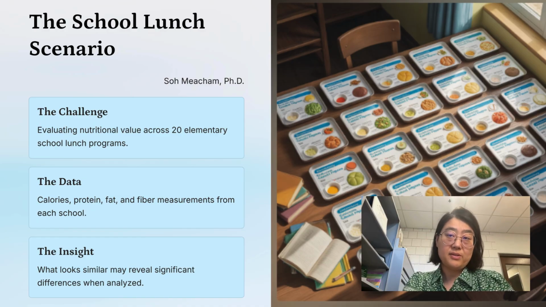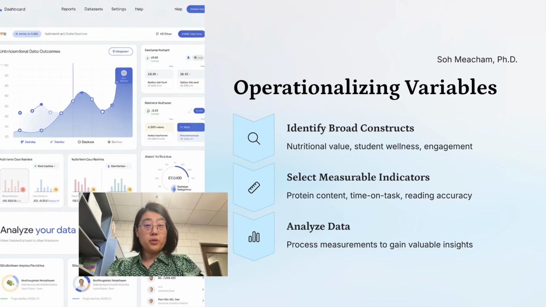This is the first lesson in educational statistics. What looks similar may not be the same when you dig into the data. To compare nutritional content, the team processes each school's average weekly lunch menu, calculating grams of fat, protein, and total calories. In research, we call these operationalized variables. While we might be interested in broad constructs like nutritional value or student wellness, we need measurable indicators like protein content or sodium levels to do the analysis.